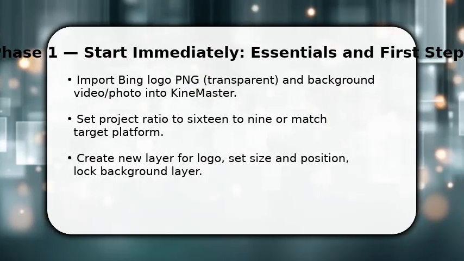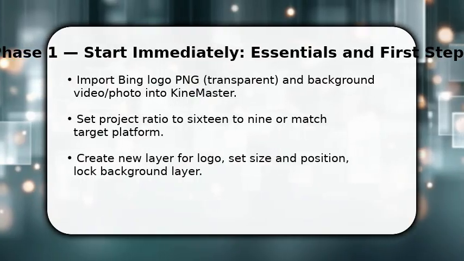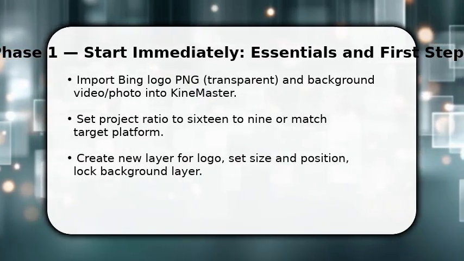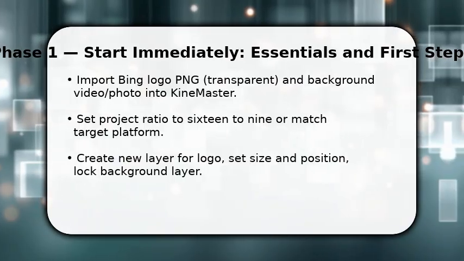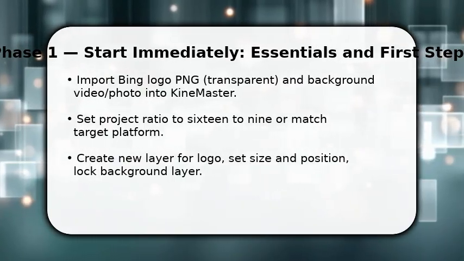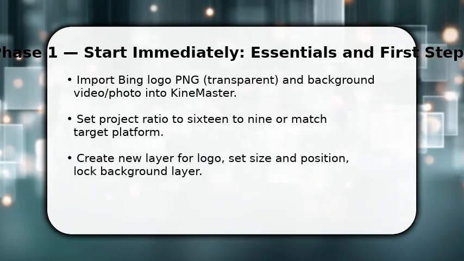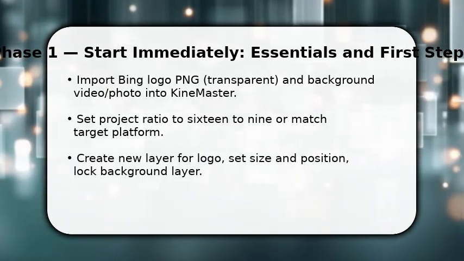You start by importing the Bing logo PNG and your background clip. This gives clean edges and faster compositing. Once done, set the project ratio to 16:9 or the output size you need, because matching sizes prevent stretching later.